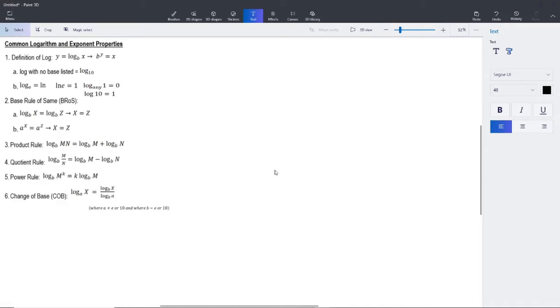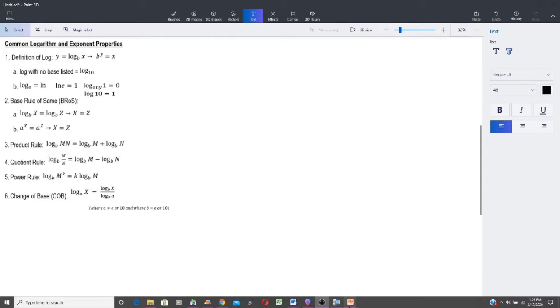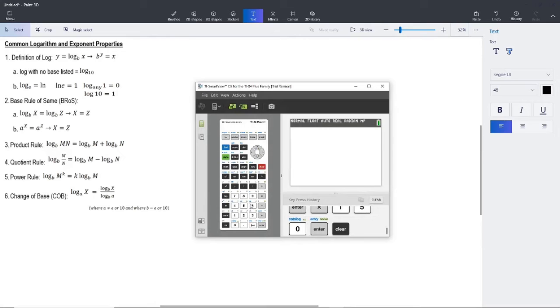We've now talked about 5 of the 6 logarithmic and exponent properties. So let's talk about the 6th one, the change of base. Change of base is good because it allows our calculator to help us find any log that we may ever be asked. Right now in our calculator, we only have 2 log buttons. Let's bring up our calculator. We have the LOG button and we have the LN button, as in log base 10 and log base E.